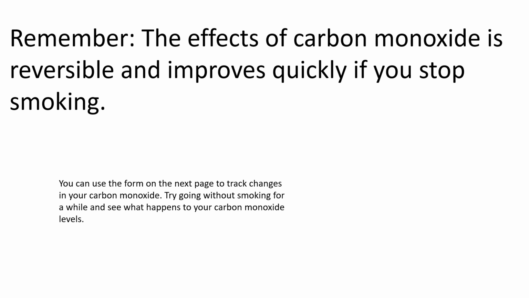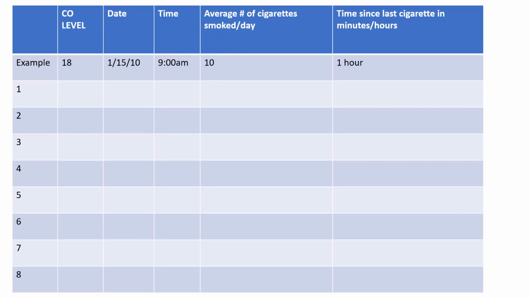Remember, the effects of carbon monoxide are reversible and improve quickly if you stop smoking. You can use the form on the next page to track changes in your carbon monoxide. Try going without smoking for a while and see what happens to your carbon monoxide levels. So this is just a quick thing. If you have a CO meter, you can track your level, the date, time, how many cigarettes you smoked that day, and time of last cigarette.